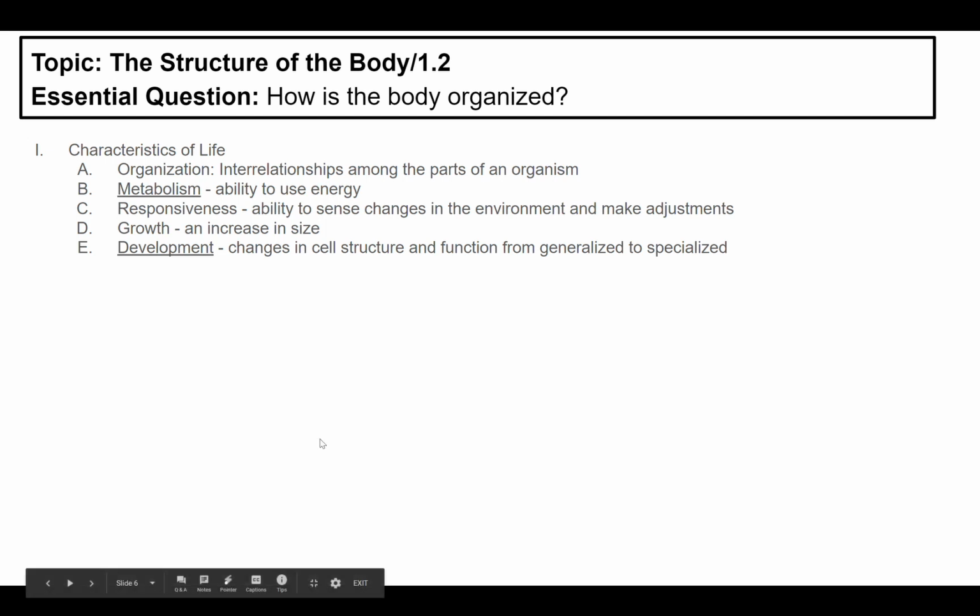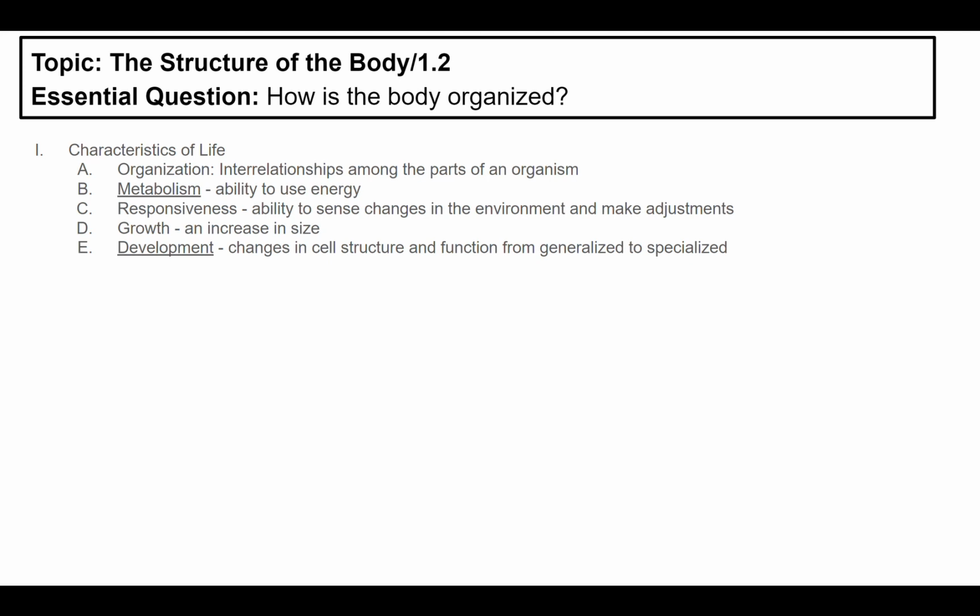Hey there, welcome back to the notes for Chapter 1. This is the notes for page 1.2 of your Cornell notes. We're still talking about the structure of the body and how it is organized. And in this video, we're going to look at the characteristics of life and then how we maintain balance in our body.